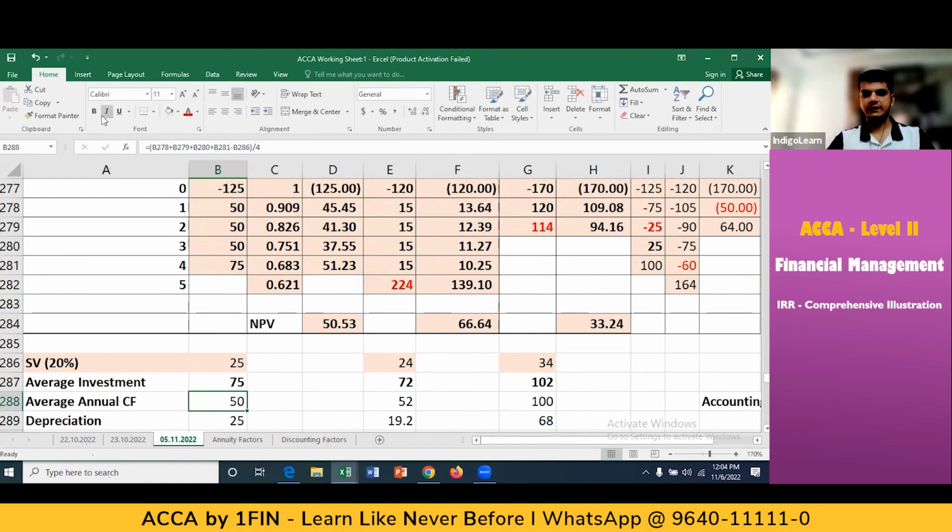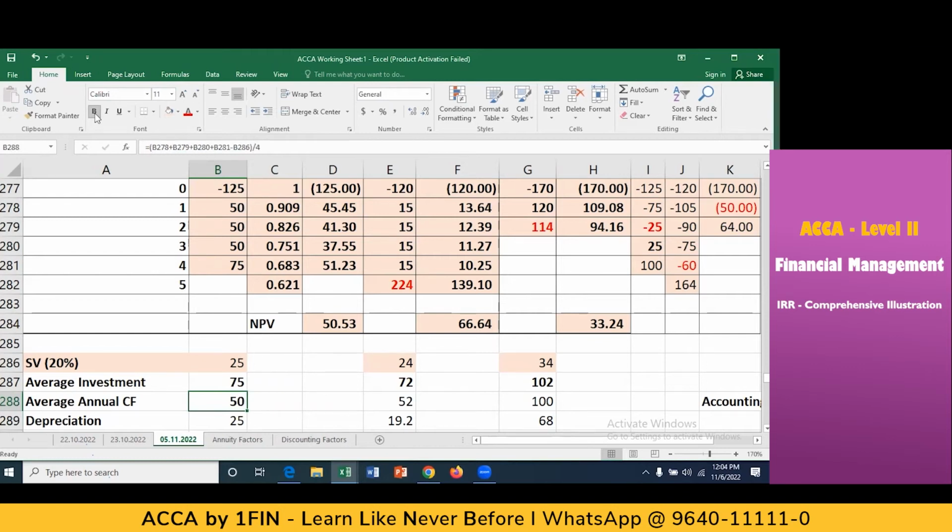This calculation is clear, Niti? How I got the average annual cash flow? We have to remove the scrap value. Is this clear? Yes, sir.